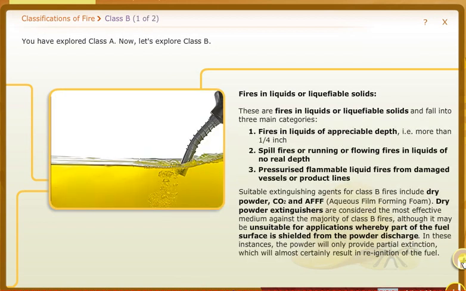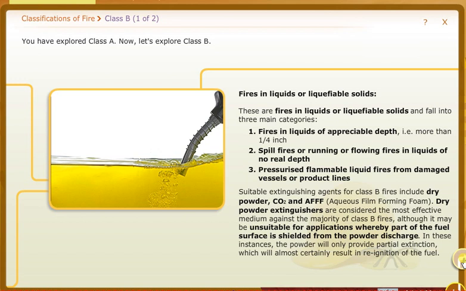You have explored Class A. Now, let's explore Class B. Fires in liquids or liquefiable solids. These are fires in liquids or liquefiable solids and fall into three main categories. Fires in liquids of appreciable depth, that is, more than 1/4 inch. Spill fires or running or flowing fires in liquids of no real depth. Pressurized flammable liquid fires from damaged vessels or product lines.